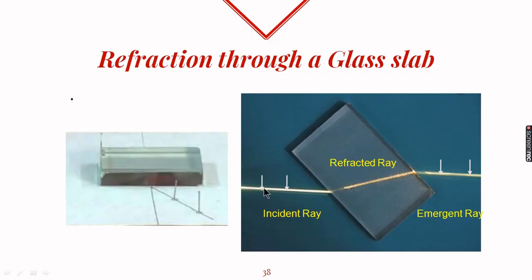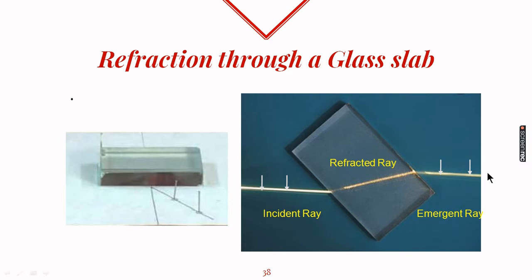So now we insert the two pins along the incident ray, and we take a third pin and go to the other side of the slab and look through the slab at these two pins. And then we will insert the third pin in such a manner that all three pins appear to us along the same straight line. Then we will take a fourth pin and insert this pin also in such a manner that all four pins appear along the same straight line.